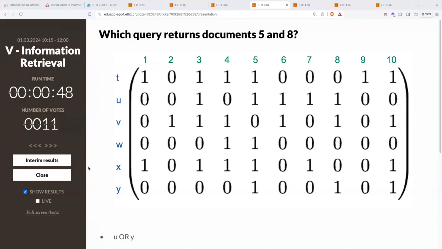5 and 8. Basically, you need to use U and Y, and with any combination of and, or, and not, you want to find something that returns documents 5 and 8.